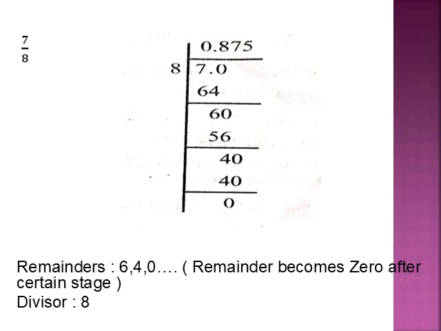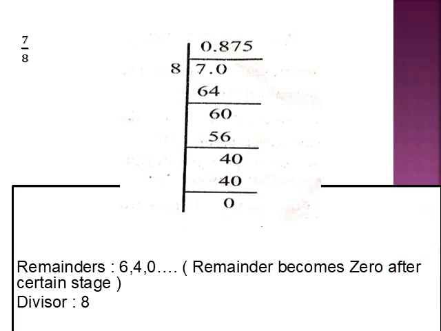Now 7 by 8. 7 is not divisible by 8, so you have to put the 0 and put the decimal point. 8 eights are 64, so 70 minus 64 means 6. Again put the 0, then 56, 4, so 8 fives are 40. Here the remainder in the third step is 0, so the remainders are 6, 4 and 0. That means the remainder becomes 0 after a certain stage, here after the third stage, and the divisor is 8.